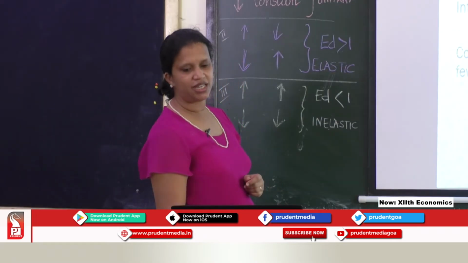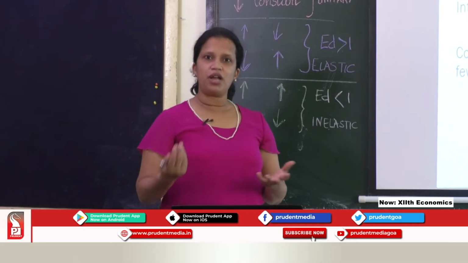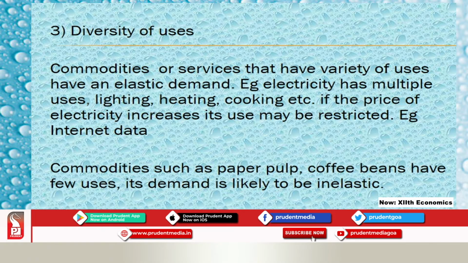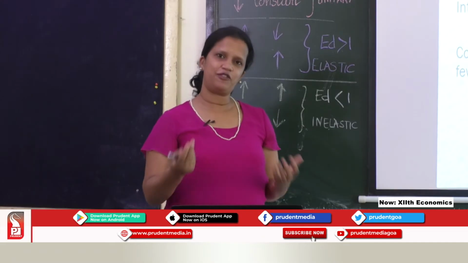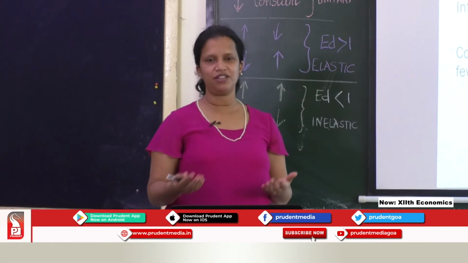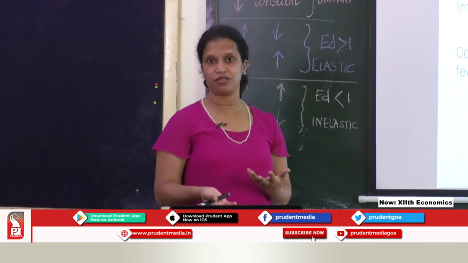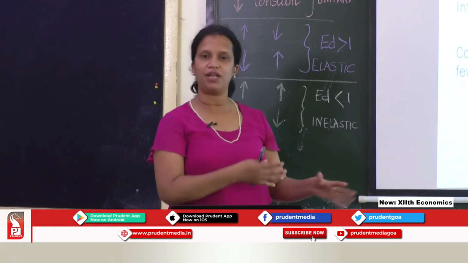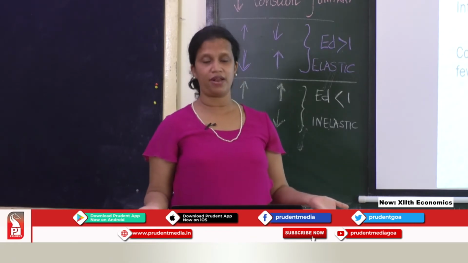What about commodities which do not have multiple uses, limited use? For example, paper pulp is used only for printing paper, okay, for printing. What about coffee beans? Mostly used for producing coffee. Right. Now, in this case, the demand is inelastic. Why? Because I have to buy that commodity if I want to produce coffee. Newspaper printing agencies definitely need paper pulp, so they will buy it no matter what the price.